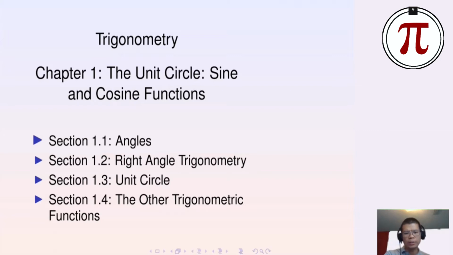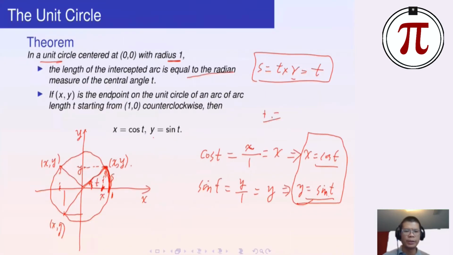Also in last class, we started a little bit about the unit circle, section 3. So we introduced this theorem, given here: in a unit circle centered at (0, 0) with radius 1, we have the arc length and also the coordinates of the endpoints. So x is cosine t, y is sine of t. Today we are going to continue with this one, and learn more about this unit circle and its relation to the trigonometric functions.